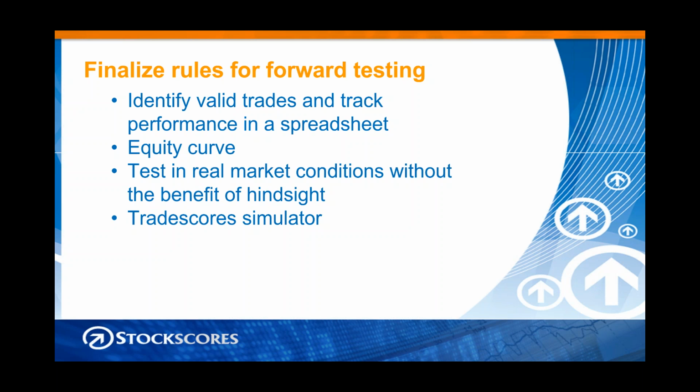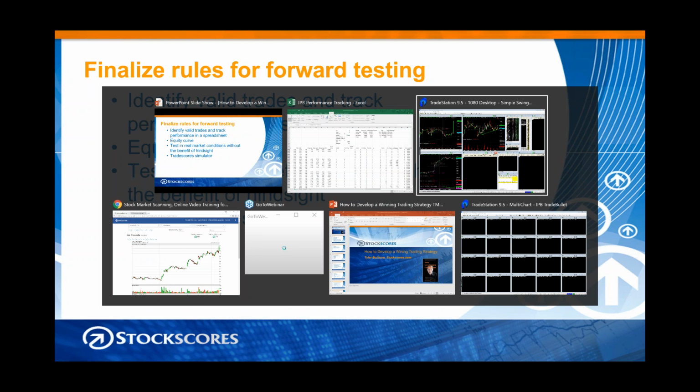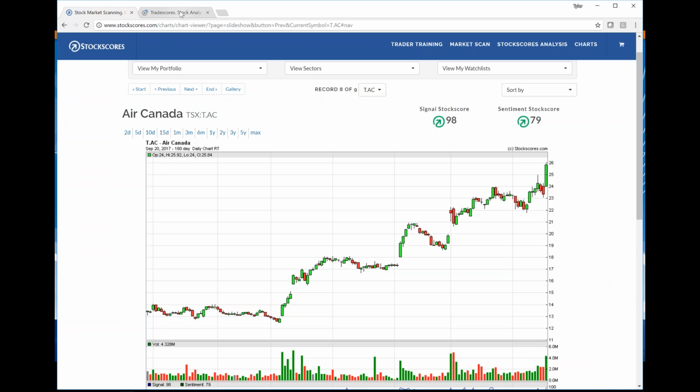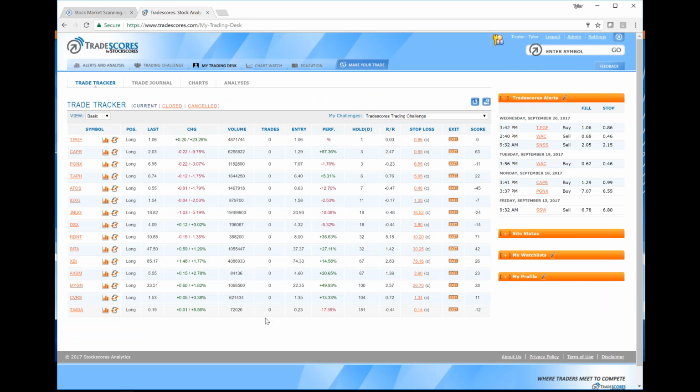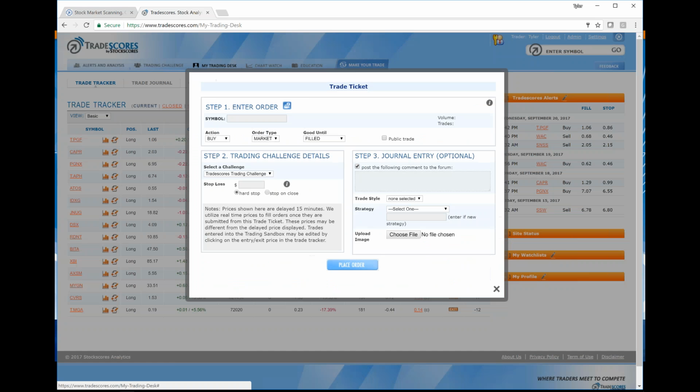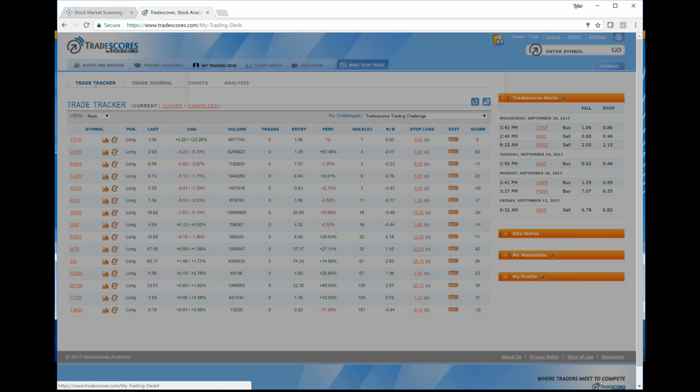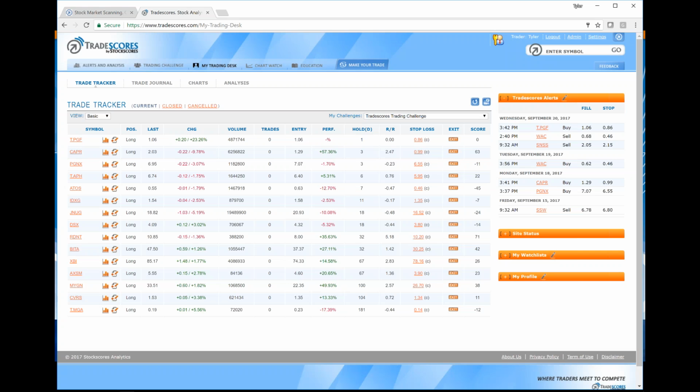Now, I'm doing this on an ongoing basis. So, for example, I will use my other website, which is tradescores.com, to test in a simulated environment. So this here is what the trade tracker looks like. And if I wanted to do a simulated trade, I would click on Make Your Trade. I would enter in the symbol, where I'm going to buy it, where the stop loss is going to be, that sort of thing. And then this website will then track the performance over time. This is a free tool available at tradescores.com. And it's a great way to just test an idea. And then I can track my performance.